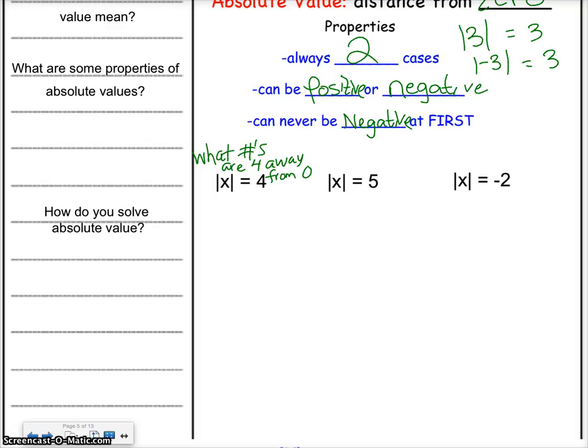And it goes on in my head through this whole entire chapter. You're going to hear me say it all the time. What is this far away from 0? So what numbers are 4 away from 0? x can be what? 4. Or x can be negative 4. Both of them are 4 away from 0 on a number line.